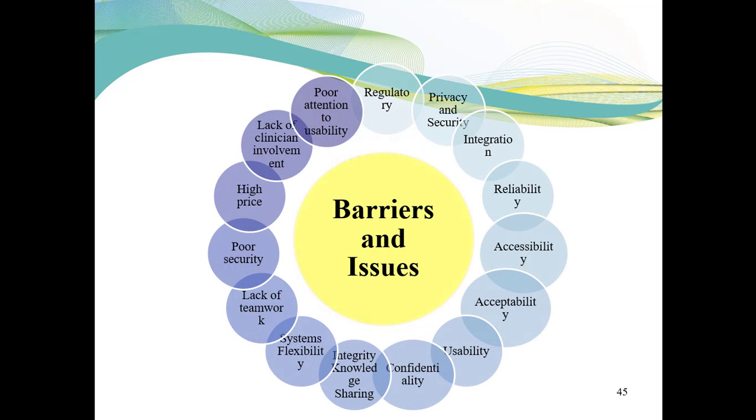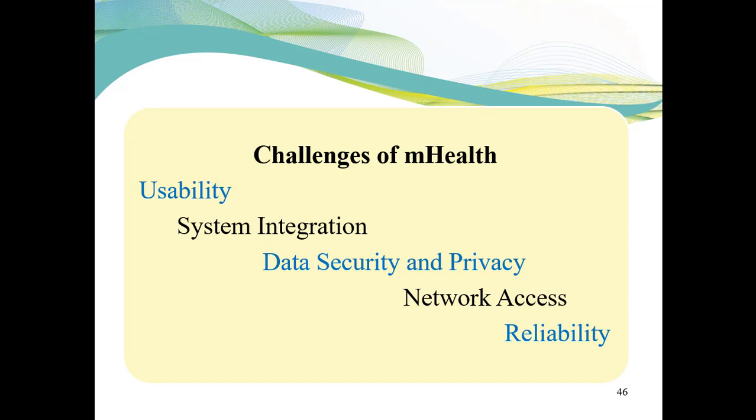The barriers and issues of mobile health are regulatory, privacy and security, integration, reliability, accessibility, acceptability, usability, confidentiality, integrity, knowledge sharing, system flexibility, lack of teamwork, poor security, high price, lack of clinician involvement, and poor attention to usability. The challenges of mHealth. So you can see, for example, the usability challenges in system integration, data security, and privacy. That is very important for patient network access, for example in rural areas, and also reliability.